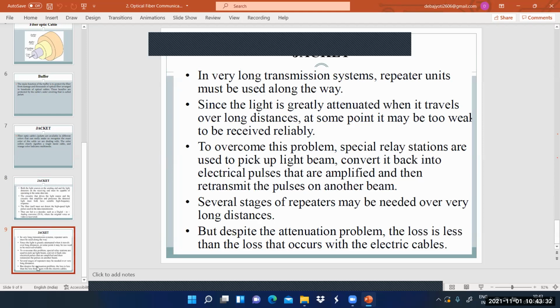So repeater is used to retransmit the signal again. Absolutely. Good. At least I am getting one response.